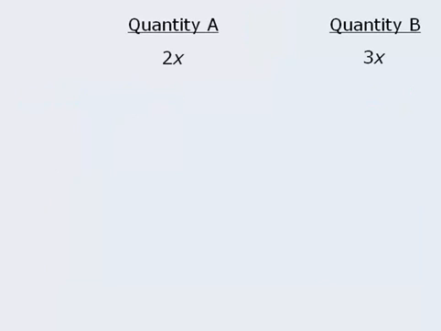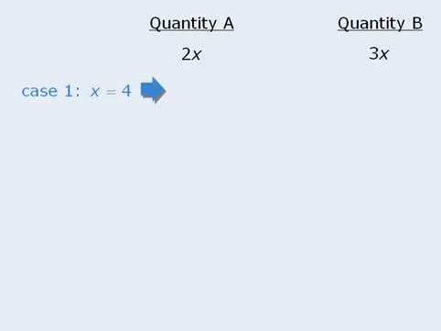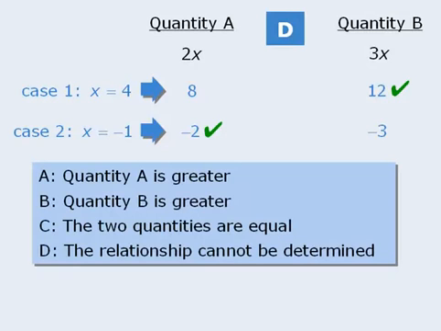To demonstrate this, let's look at some possible values of x. For example, what does our comparison look like if x equals positive 4? Well, in this case, quantity A equals 8 and quantity B equals 12, which means quantity B is greater. Now consider what happens if x equals negative 1. In this case, quantity A equals negative 2 and quantity B equals negative 3, which means quantity A is greater. So in one case, quantity B is greater, and in the other case, quantity A is greater. As such, the correct answer here is D. The relationship cannot be determined.